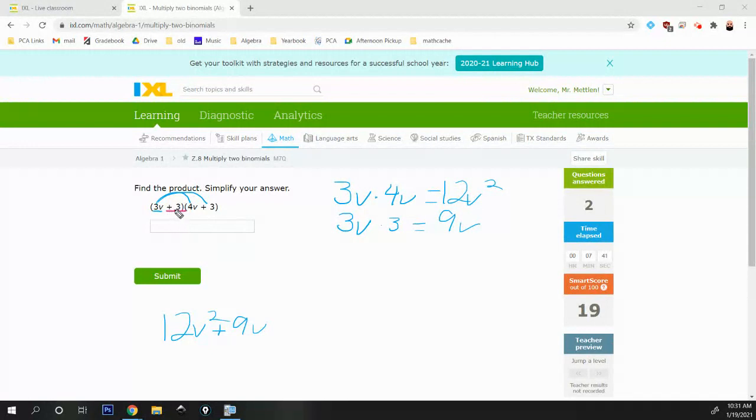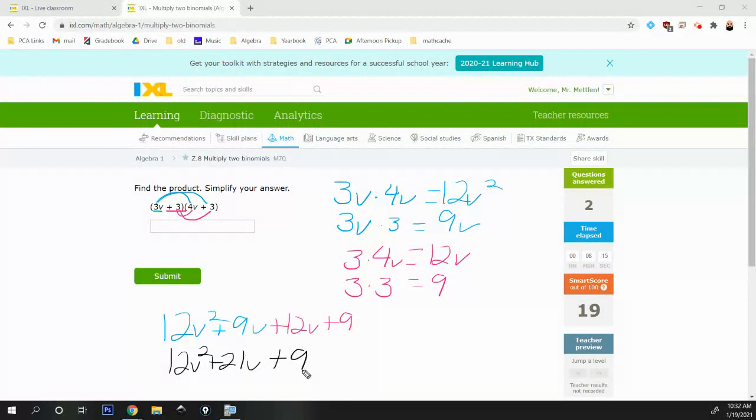All right, my second term was a 3. It's positive 3, so I'm going to do 3 times 4v, and then I'm going to do 3 times 3. 3 times 4v makes 12v. 3 times 3 makes 9. So we had plus 12v because it was positive, and then plus 9. Again, we did it correctly, so we've got v's in the middle. They can be combined. The first one, the 12v squared, we can't combine. We just leave it. 9v plus 12v makes 21v, and then plus 9.